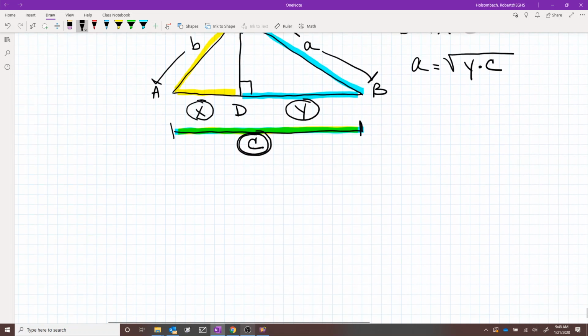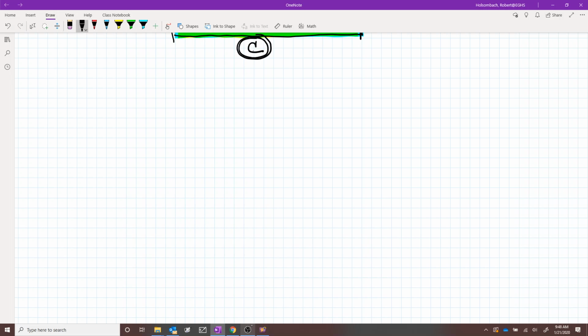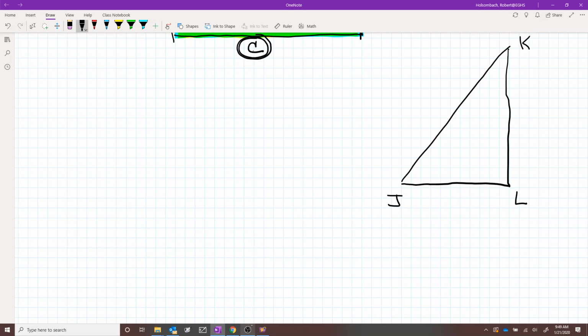Let's do one. Let's look at example 3 right there. We've got this right triangle KLJ. Here's your right angle. Here's your altitude drawn to the hypotenuse. And this is point M. And here's the given information. We've got a 5, a 20, an X, a Y, and a Z.